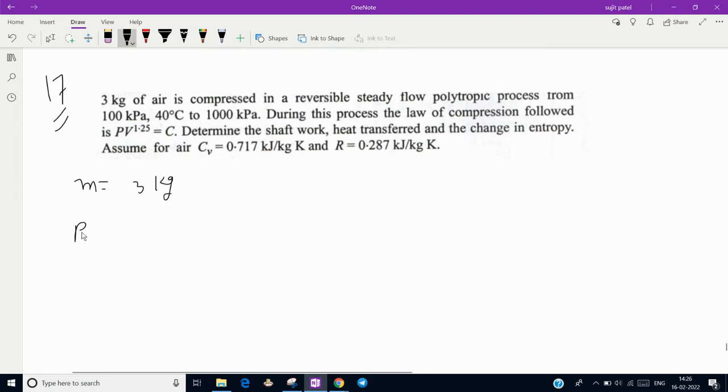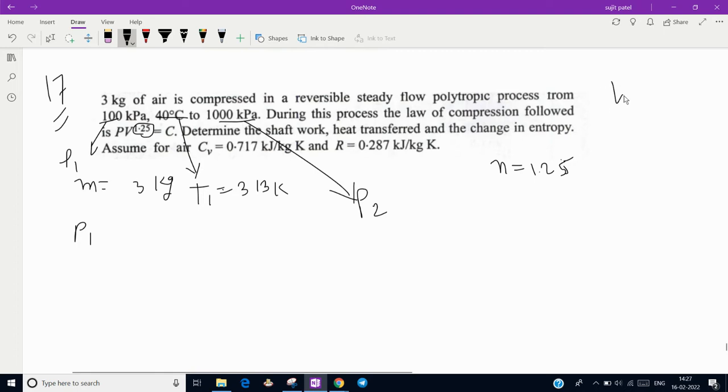The initial condition P1 is given to us, and temperature 40 degrees Celsius. So T1 is given to us. If we convert it, it will be 313 Kelvin, and 2000 kilopascal is P2. During this process, the law of compression followed is PV^1.25, so n is equal to 1.25, polytropic. We have to determine the shaft work, that means W, and the heat transfer and entropy associated with this.